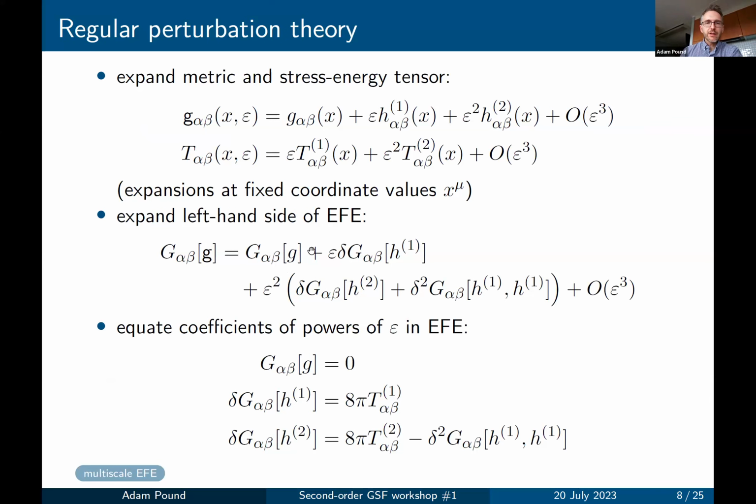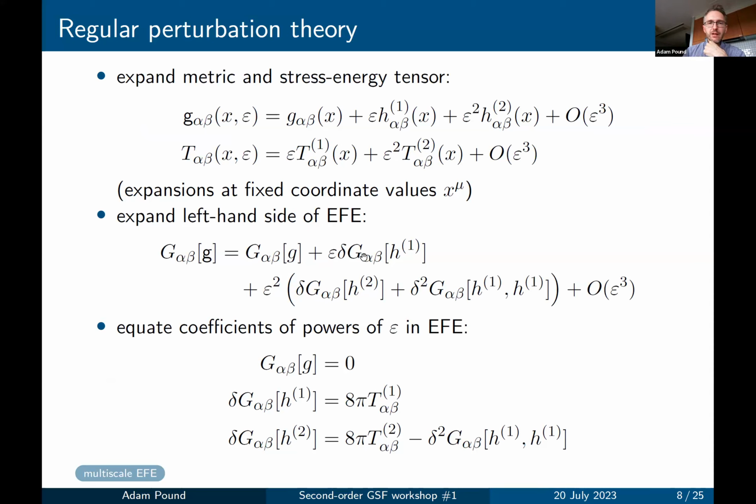So if this is now your left-hand side of the Einstein equation, and this is your right-hand side, or 8 pi times this is your right-hand side, then you can just equate coefficients of powers of epsilon. So the epsilon to the 0 term is just the vacuum equation for the background. And for us, this is just the Schwarzschild metric, which trivially satisfies this equation.